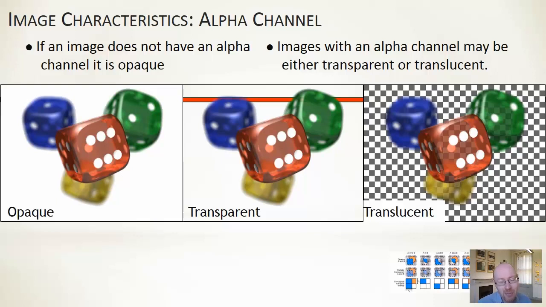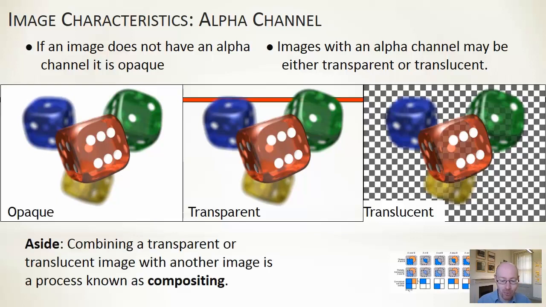How these images get to be combined, so how I can take a source image and draw it on top of a destination image, is a process known as compositing. And we'll look at compositing in a later talk. There's lots of different ways you can do this and different effects you can tease out by way of how they are combined.